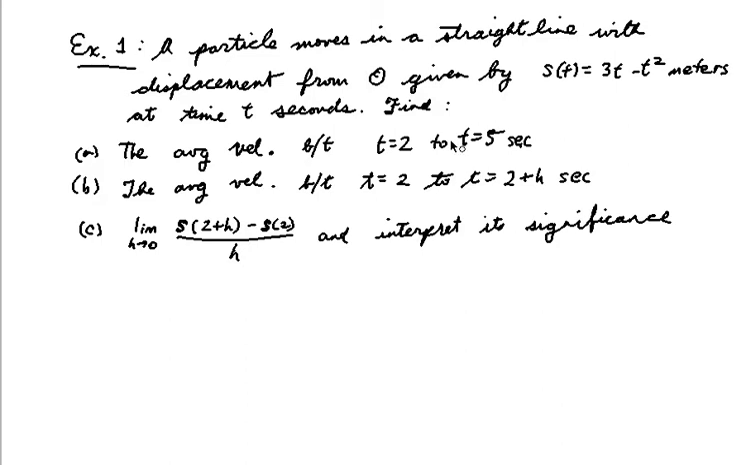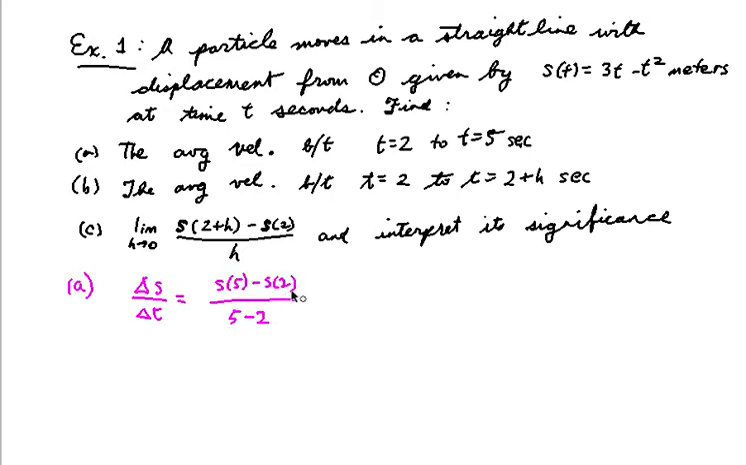All right, so let's think about what that means. A is fairly straightforward. Average velocity, we said, was change in distance or displacement over change in time. We know this from science. So on the bottom, I have 5 minus 2. On the top, we're going to have s of 5 minus s of 2.